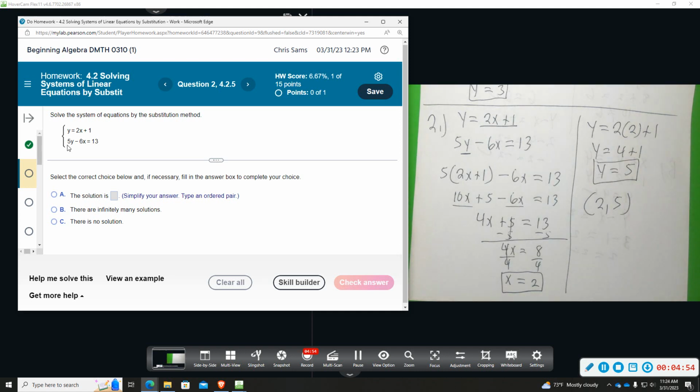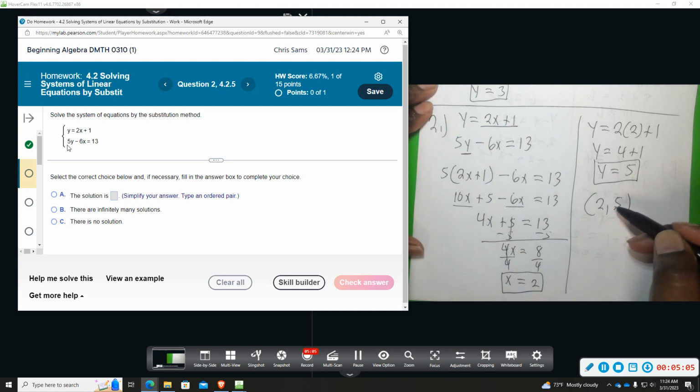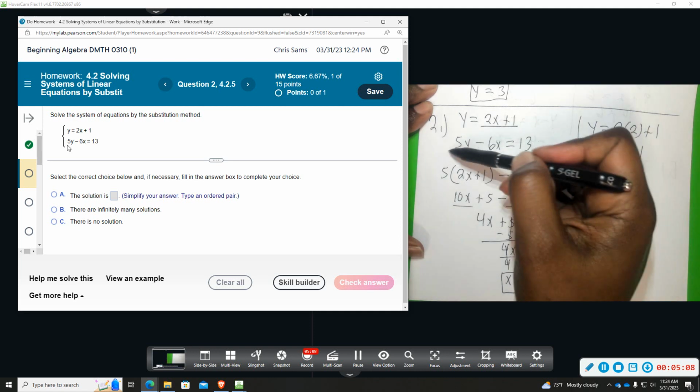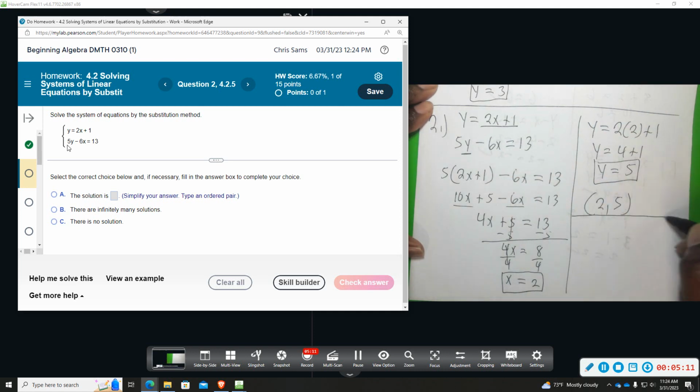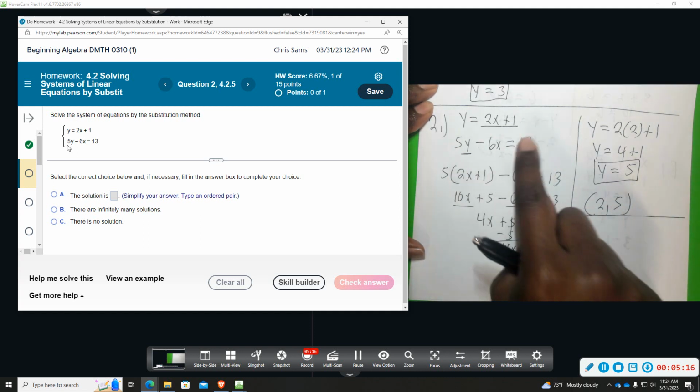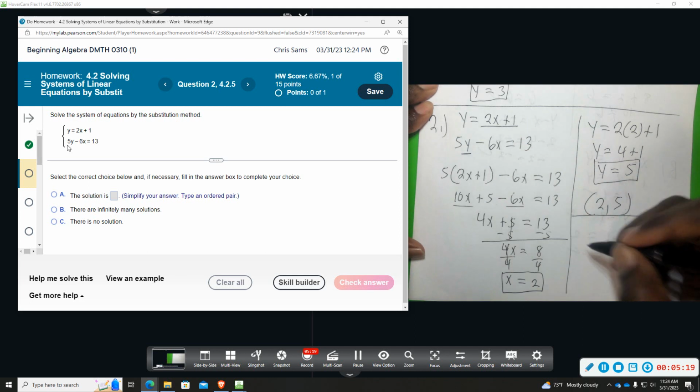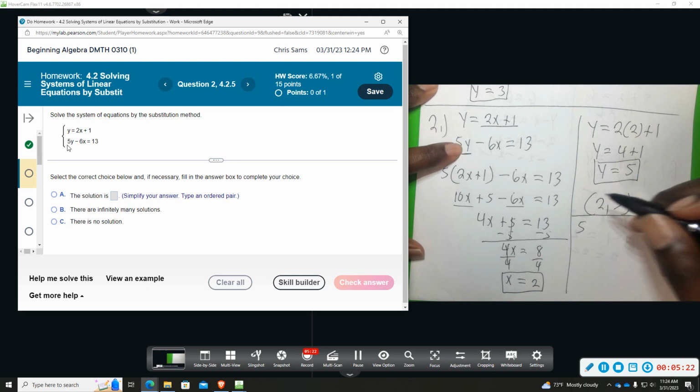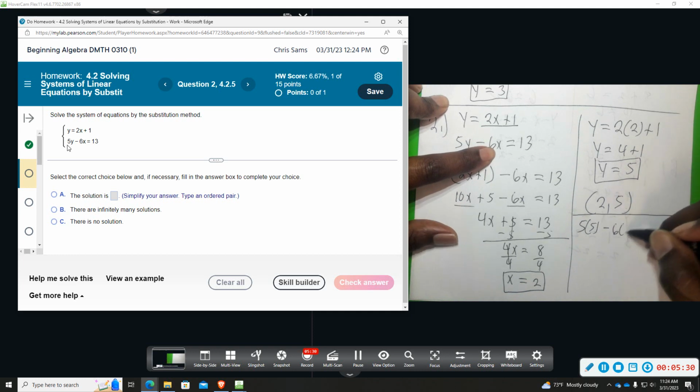Now, I've just been plugging them in assuming that they're correct. What you should do is get used to checking your answer. So once you get a solution, now we want to use the second equation. I'm very bad at checking my answers, but let me show you how to do that. Use this ordered pair, plug it into the second equation, and make sure you get 13. So I'm going to do 5 times my y value of 5 minus 6 times my x value of 2, and I want to see, do I get 13?